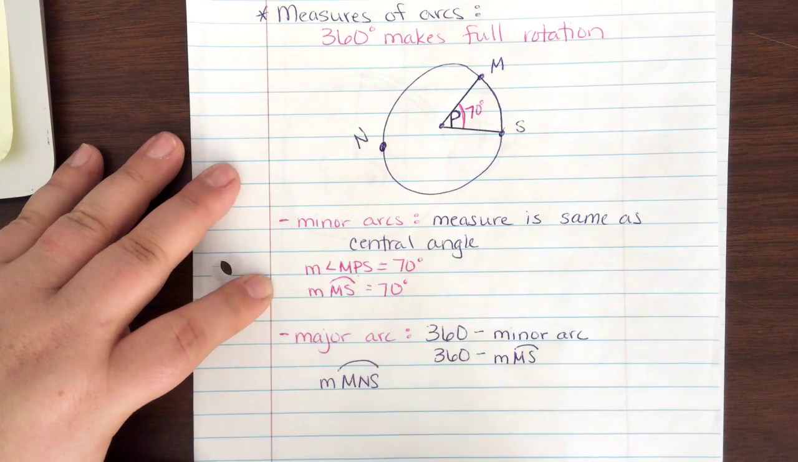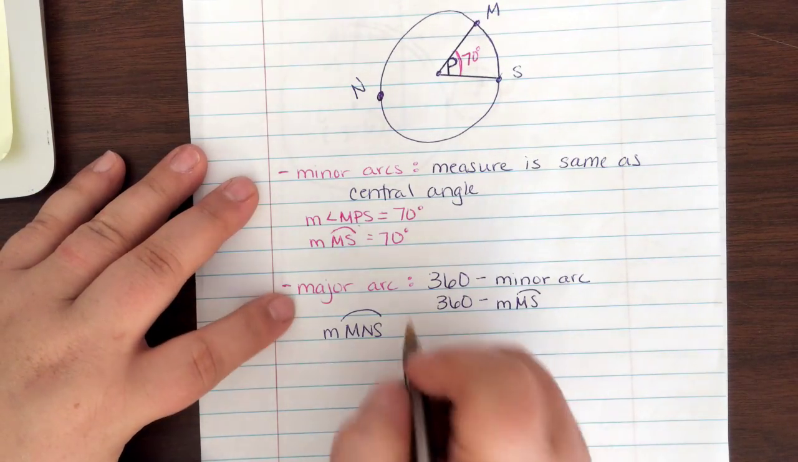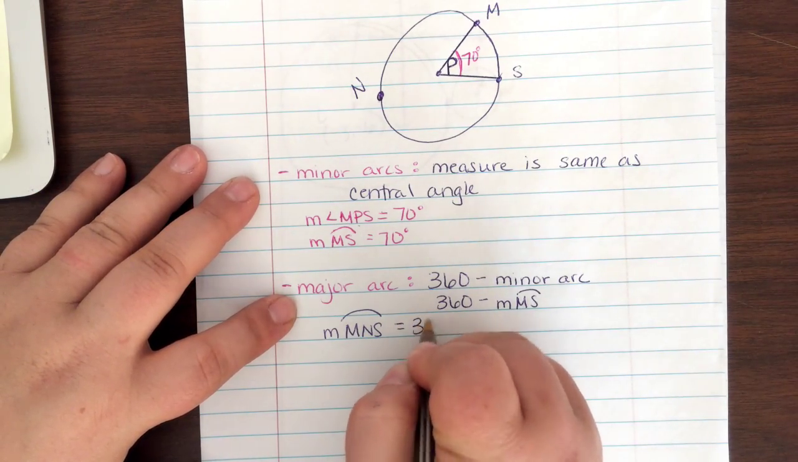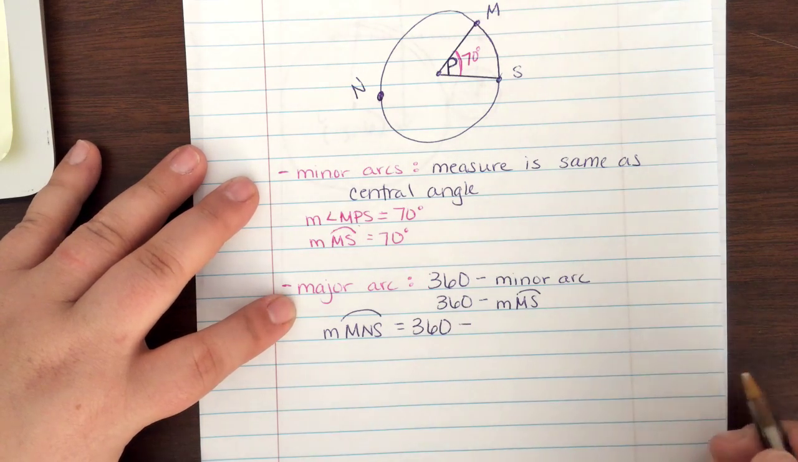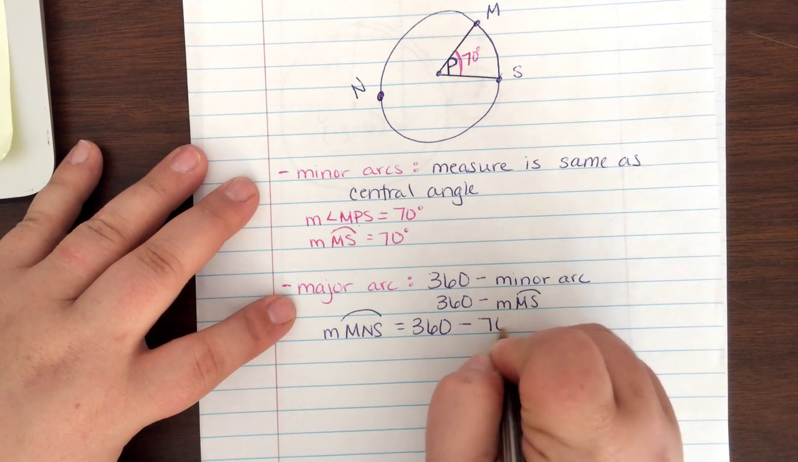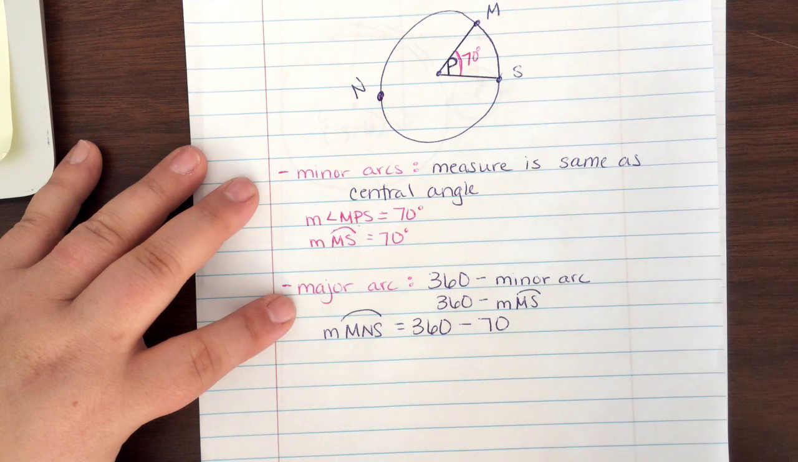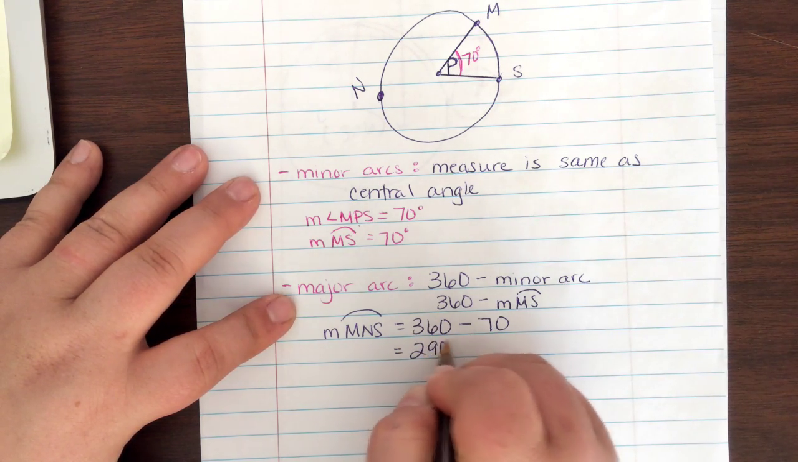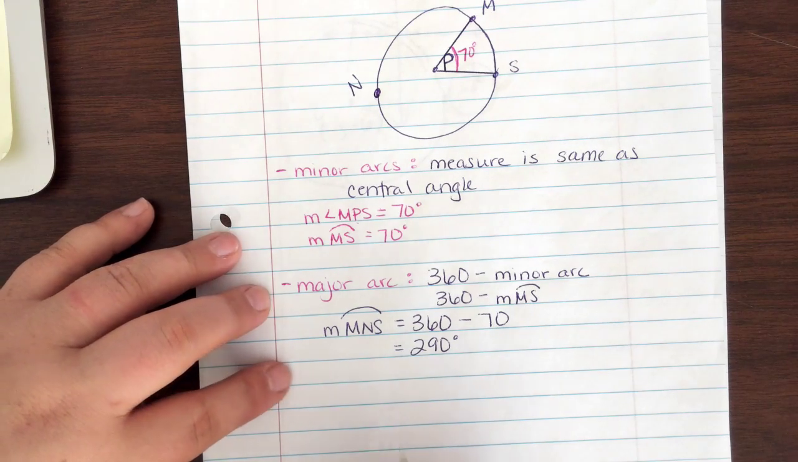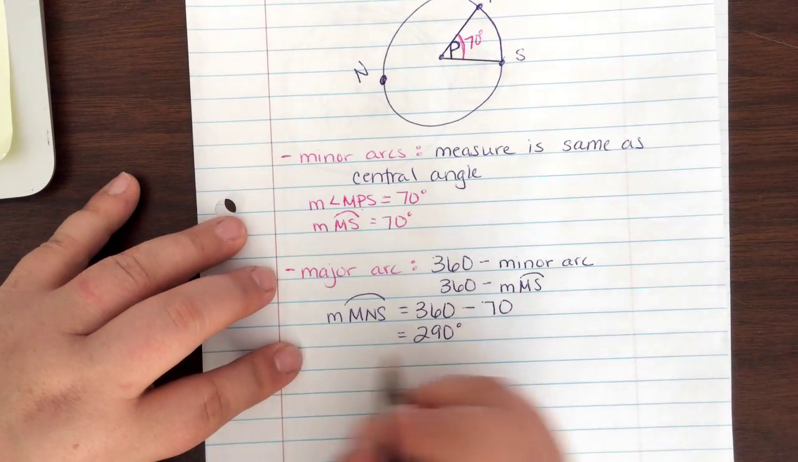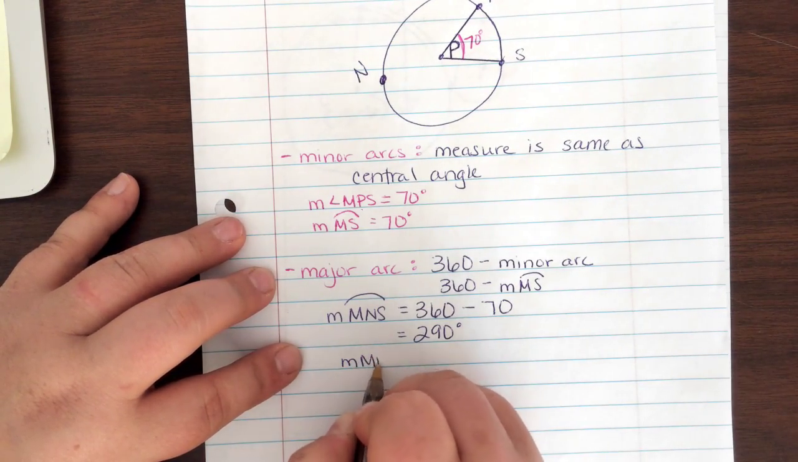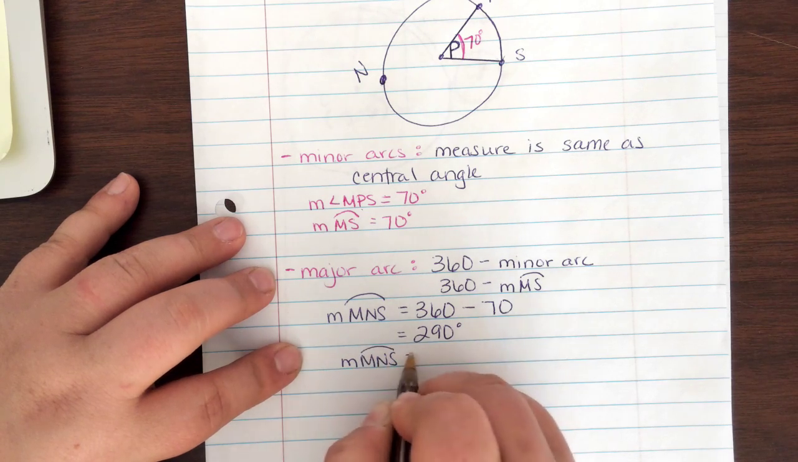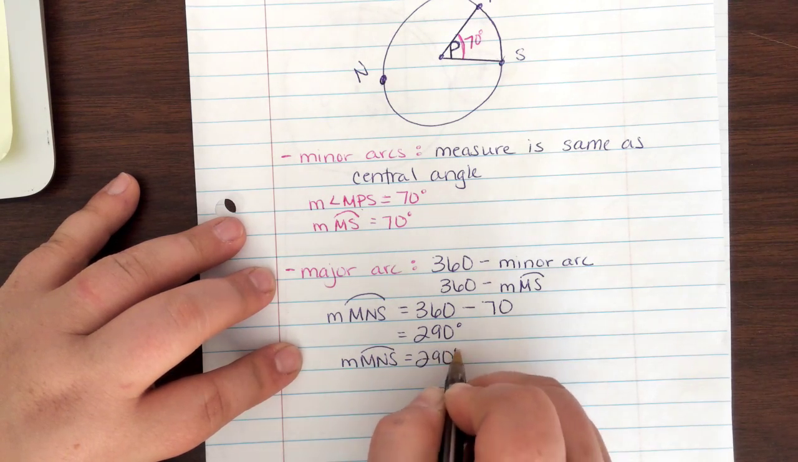MNS is equal to 360 degrees minus my minor arc, which was 70 degrees, gives me a grand total of 290 degrees. So my major arc, the measure of MNS, equals 290 degrees.